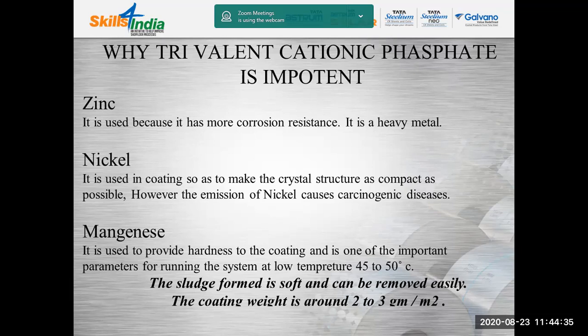Manganese is used to harden the coating and is one of the important parameters for running the system at low temperature, like 45 to 50 degrees centigrade. The sludge formed is soft and can be removed easily. The coating weight is around 2 to 3 grams per square meter.